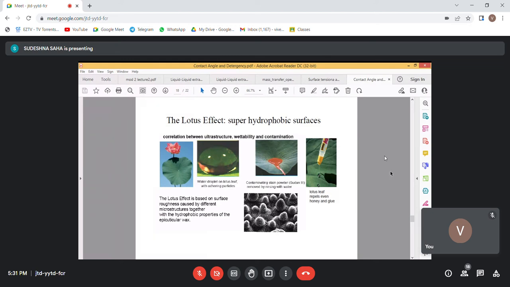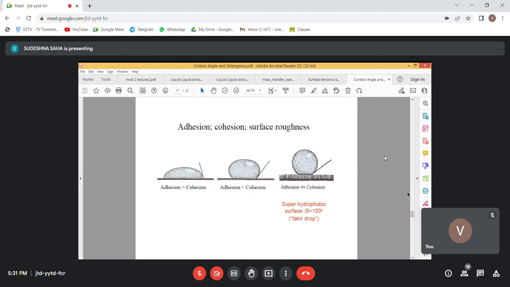Okay. So that is why this is called a Fakir drop, because it just rolls off. It doesn't stay on the surface of this solid.